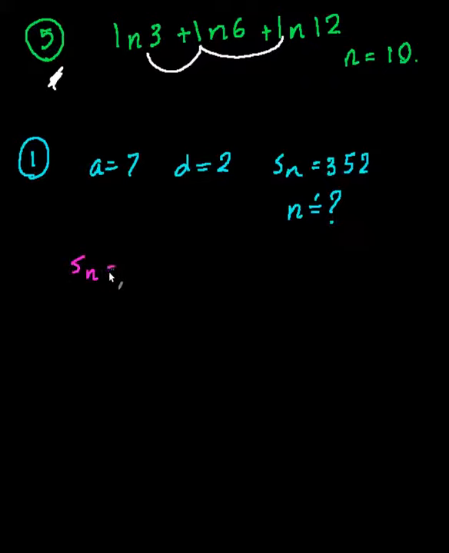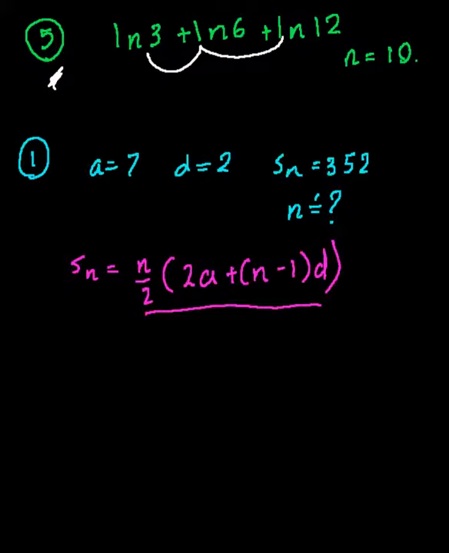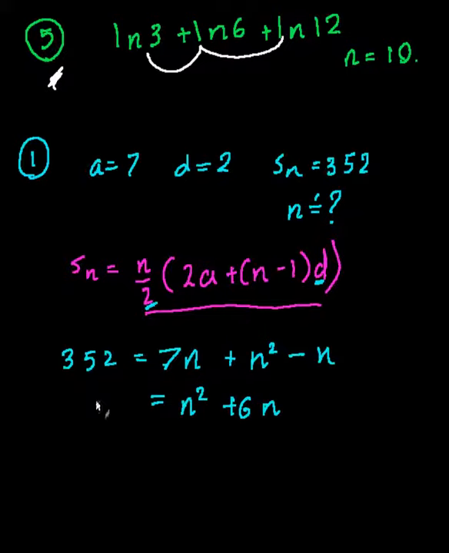So S of n is equal to n on 2, 2a plus n minus 1 d. Okay, now what I'm going to do is sub all these values and expand this bracket out. So 352 is equal to, in this case, a is 7, right? 7n, and then remember d is equal to 2, it'll cancel out with this 2 over here, and so I will basically have n times that, so it will be plus n squared minus n. On this side I will have n squared plus 6n, and I'm going to take the 352 to the other side, so minus 352 is equal to 0.